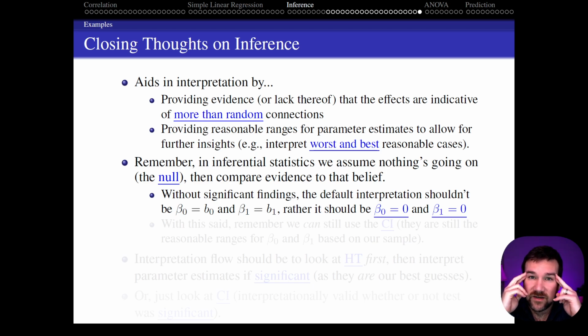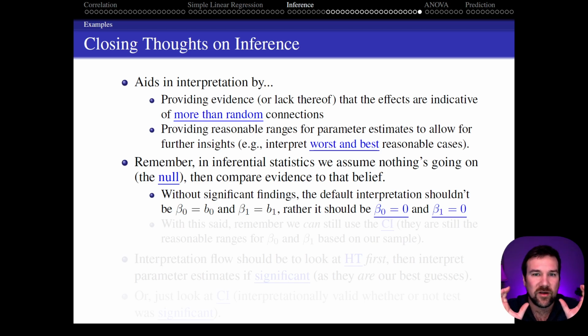Without significant findings, without something to change our mind, the default belief should be the population intercept is 0 and the population slope is 0. That's the whole idea behind the hypothesis test system. We come in with default beliefs that nothing's going on, and we try to change our mind from that.